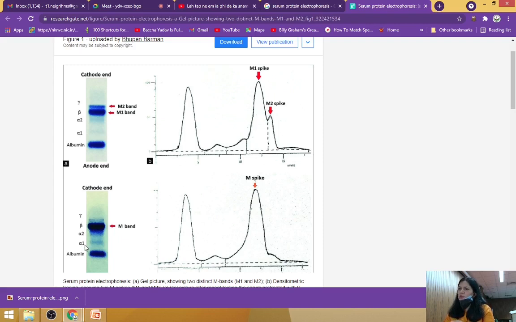So the concentration of alpha-1 globulin is lowest in the plasma when compared to alpha-2, beta, or gamma. The most abundant is albumin, then gamma globulin, then alpha-2, beta, and alpha-1. Clear? So this is how the proteins will migrate in an electrical field, and they form different bands. The first band towards the anodal side, remember, is albumin. Then you get alpha-1 globulin, then alpha-2 globulin, beta globulin, and gamma globulin.